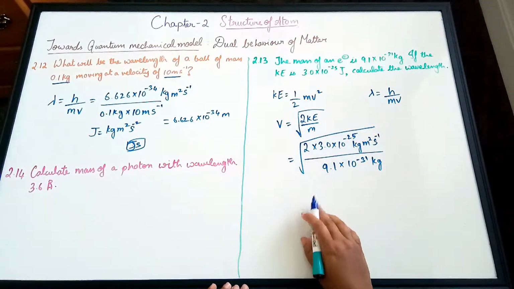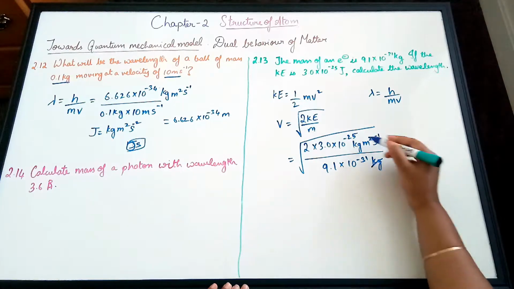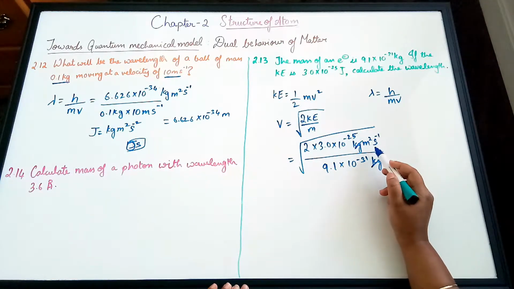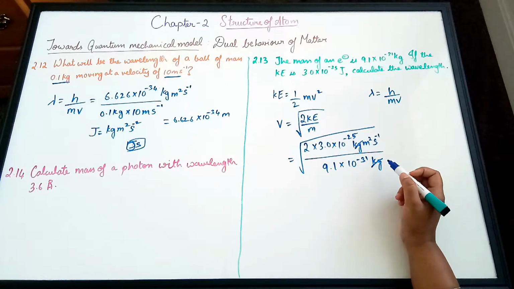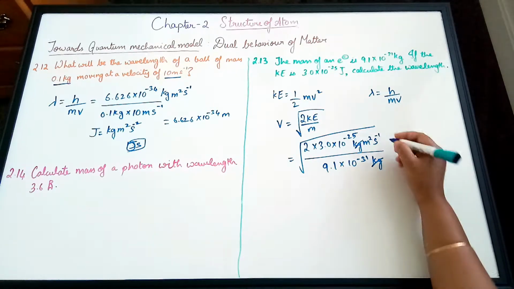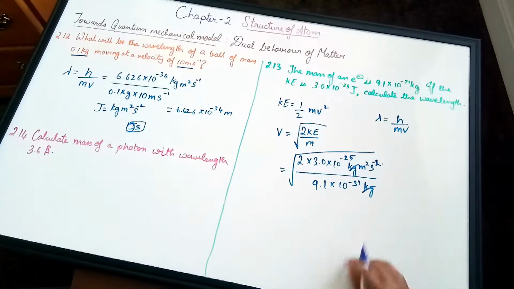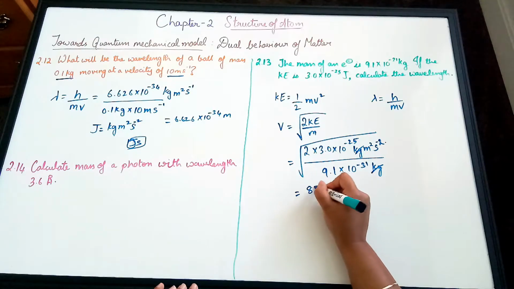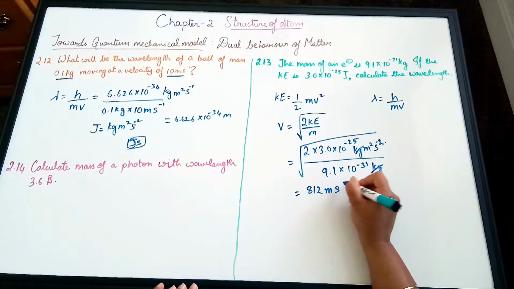Now when this is simplified, kilogram and kilogram will get cancelled, so you'll be left with meter square second to the power minus 2, I'm so sorry. So when this is simplified, you get 812 meters per second.